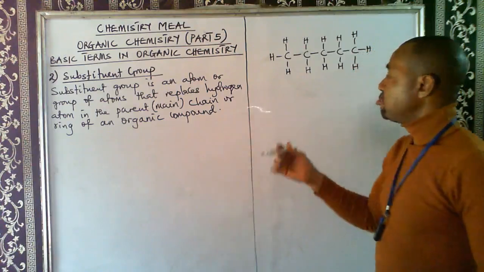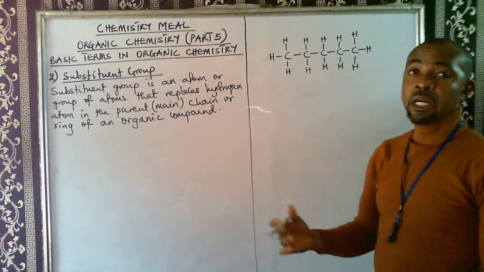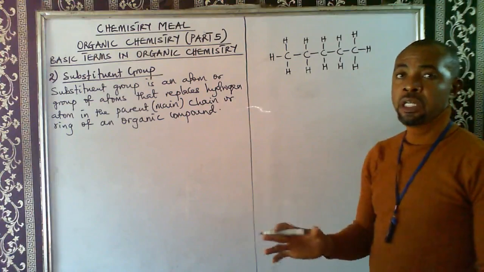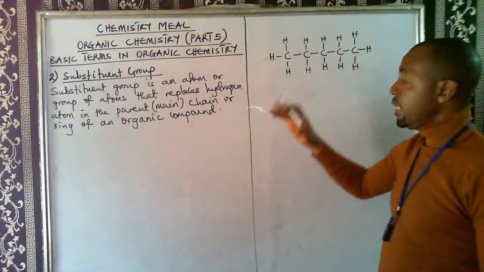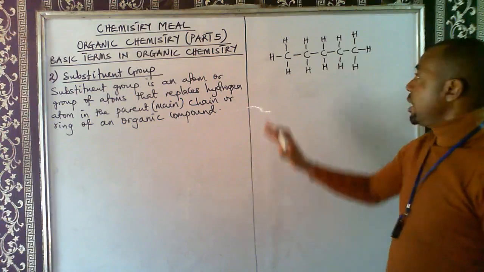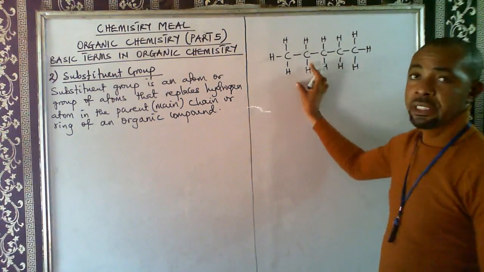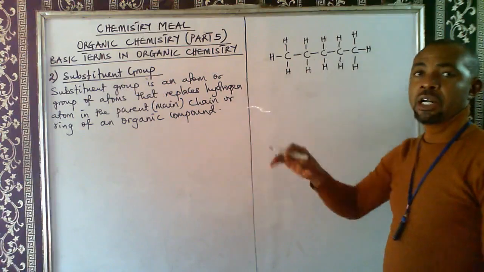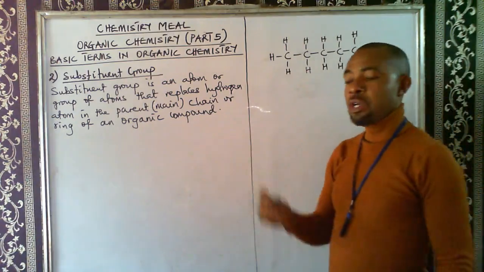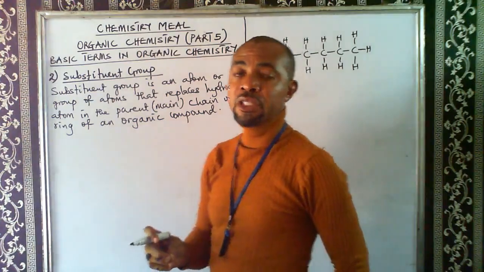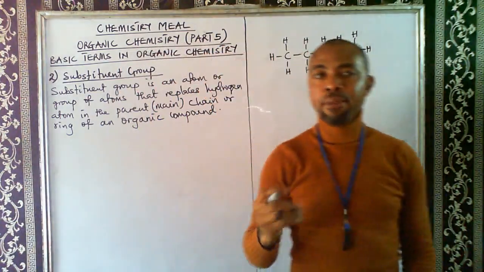It's not only in hydrocarbons. This is a hydrocarbon. The substituent group can also replace hydrogen atom in other organic compounds. The hydrocarbon is an organic compound that contains hydrogen and carbon only. So we can have a substituent group replacing hydrogen here in this hydrocarbon. In alkanol, we can still have a substituent group replacing hydrogen. So a substituent group is an atom or group of atoms that replaces hydrogen in the parent chain or in the main chain.